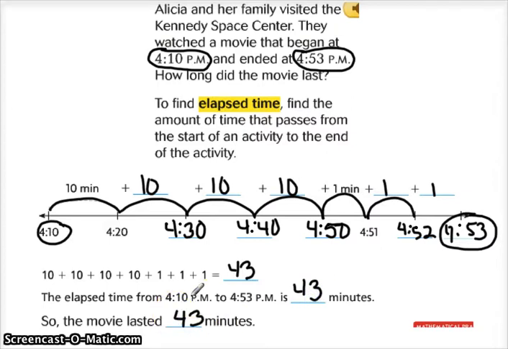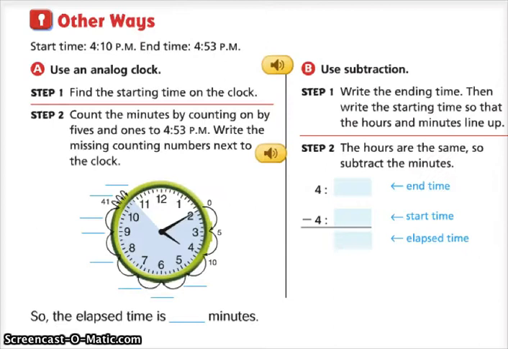So that's one way that we can solve an elapsed time problem. Let's take a look at another way. We could actually count on an analog clock. Remember, the movie started at 4:10, so our minute hand would be on the 10, and our hour hand would be a little bit past the 4. And when our movie stops at 4:53, our hour hand would be a little bit closer to the 5, so I'll draw a dotted line to show where it would be.